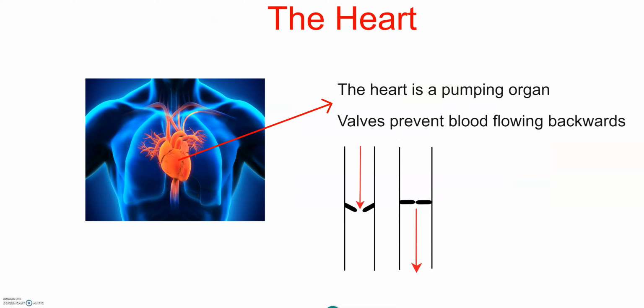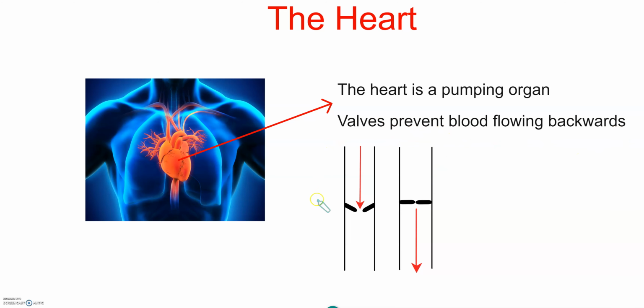We're going to look at the basic features and functions of the heart. Now, the heart is a pumping organ that keeps blood flowing around the body. The walls of the heart are mostly made up of muscle tissue. The heart also has valves. And valves ensure that blood flows in the correct direction. In other words, valves prevent blood flowing backwards.